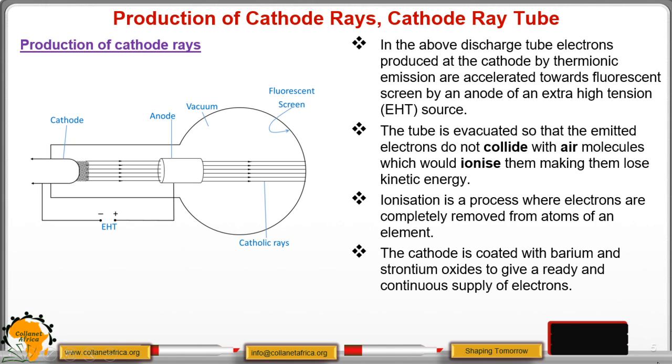So the cathode is coated with barium and strontium oxides. And these, we are saying, have a low work function. So in other words, they are able to give electrons easily.